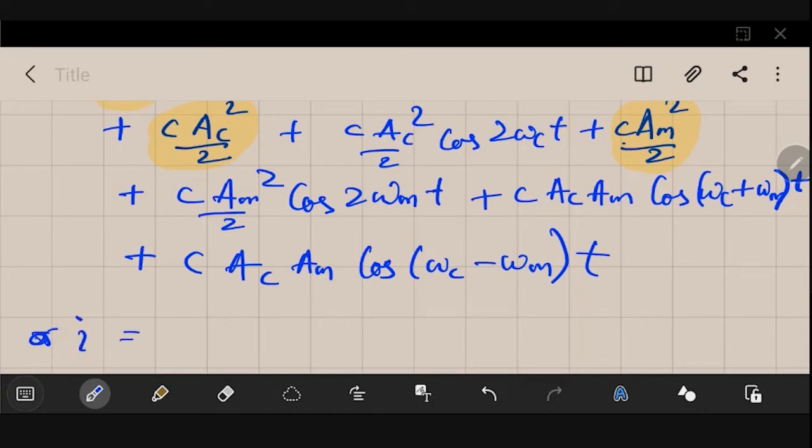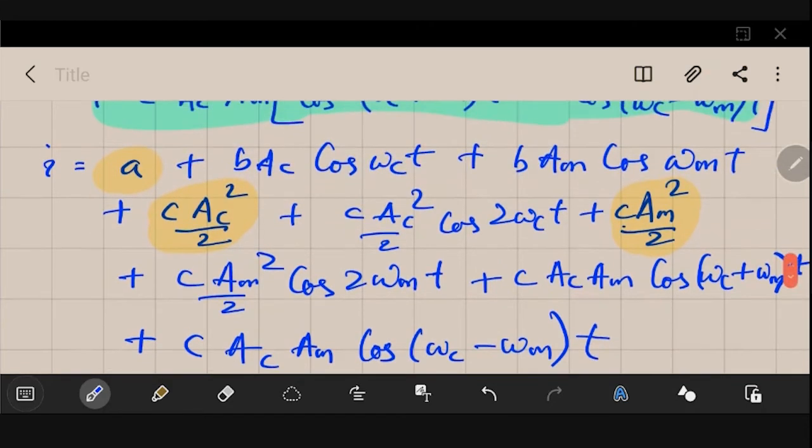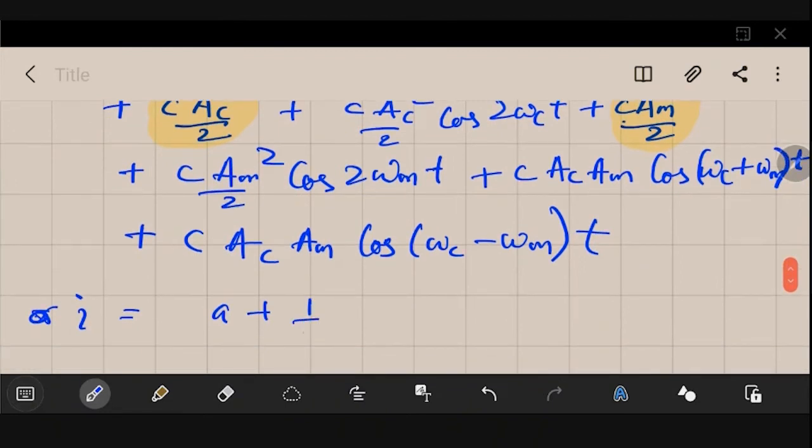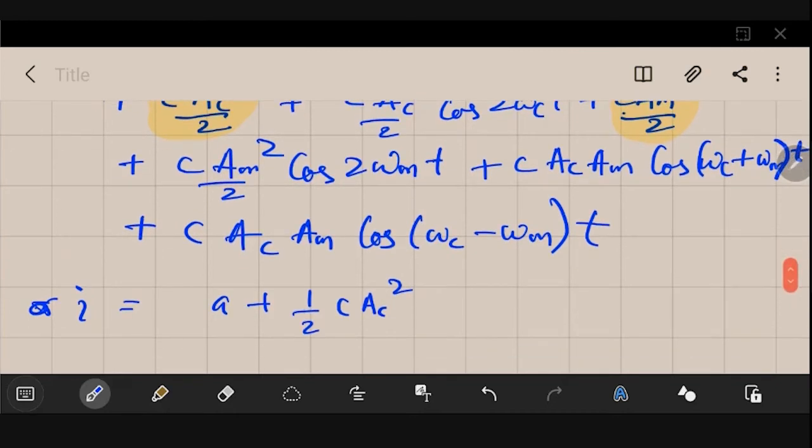I is equal to A plus, then you could see the next two terms are half C A_C square, the first term, and then the next term is again half C A_M square. So this is one part. These are all low frequency components, or DC components.